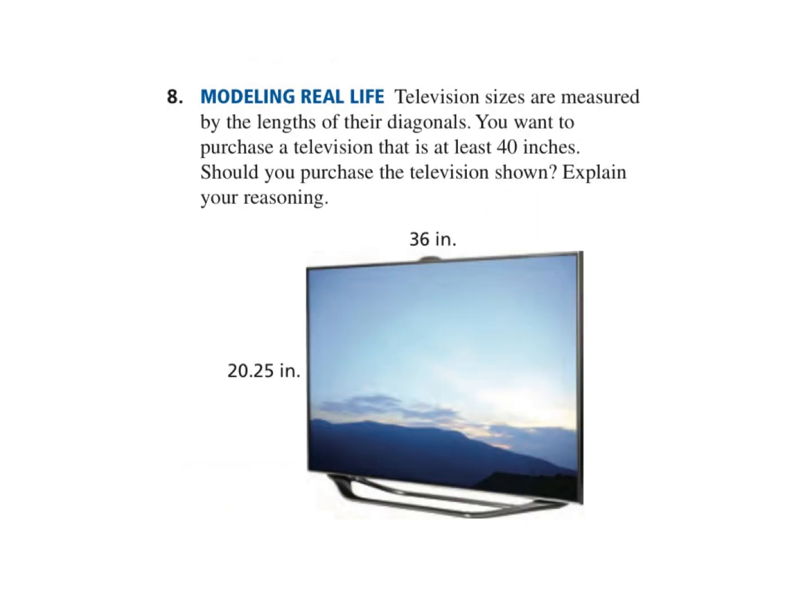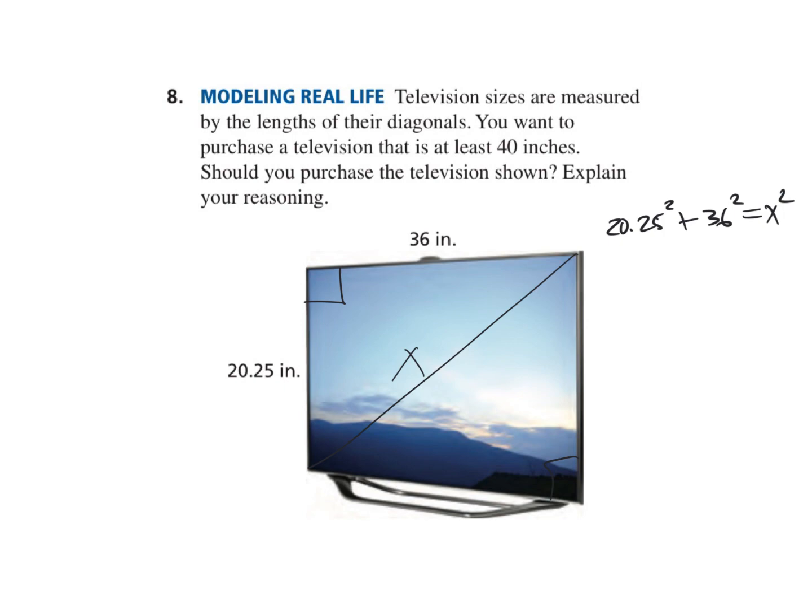Number 8, television sizes are measured by lengths of their diagonals. So here's your triangle, up at the top. So you have your bases. So x is your hypotenuse, and you want to know if you want to purchase a television that is at least 40 inches. So we want to know, should we purchase this one? So let's figure it out. 20.25 squared plus 36 squared, does that equal the x squared?